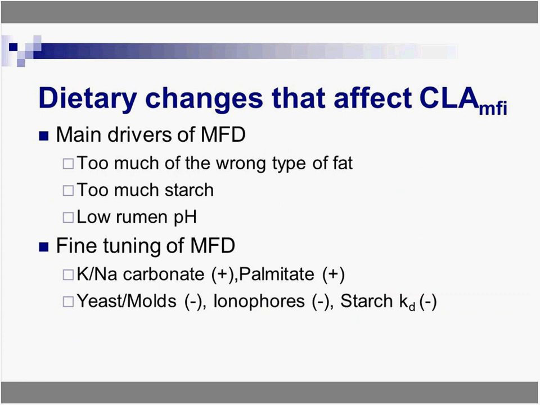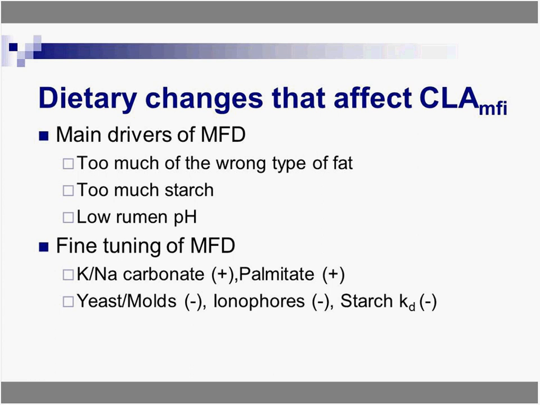What's the cause of the accumulation of these milk fat inhibitors? They're the cause of milk fat depression. I divide this into main drivers and fine tuners. The main drivers are the feeding conditions that cause the microbial population to change. It's going to take several days or perhaps weeks to restore back to normal. So: too much or the wrong type of fat, and low rumen pH.